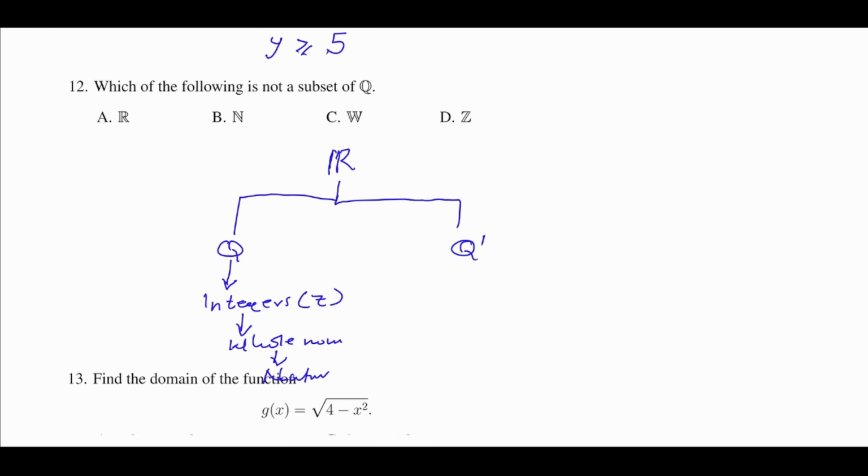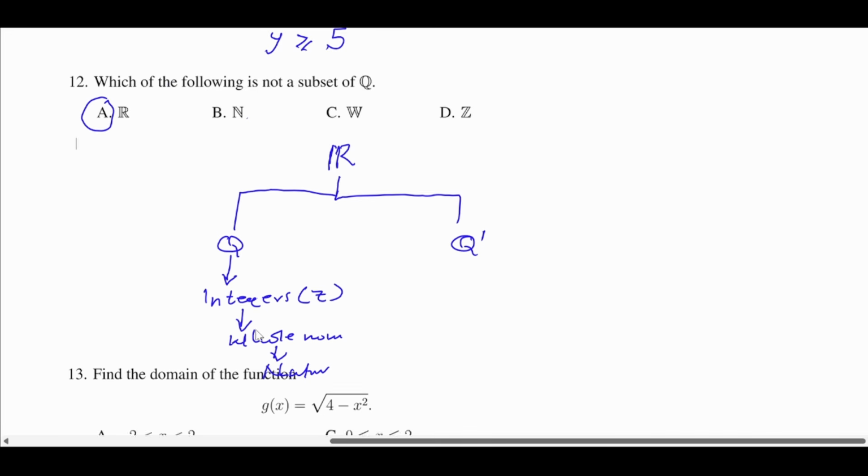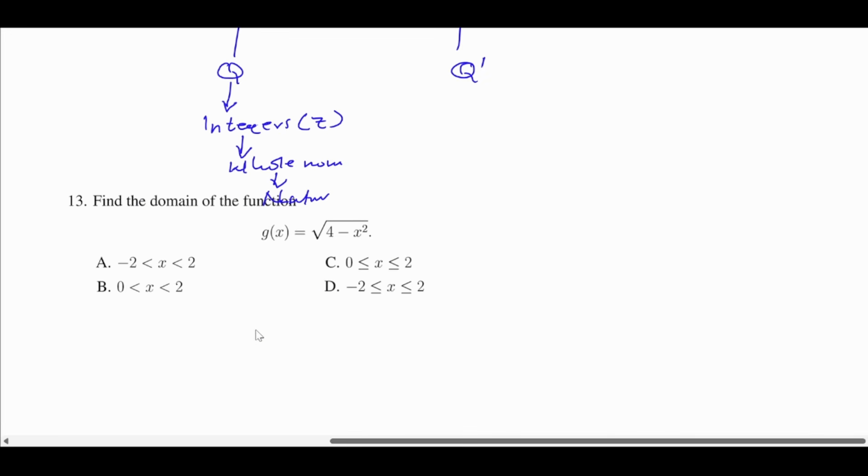So these are all under rational numbers. But as we can see, real numbers are sitting on top, right? Natural numbers are here, whole numbers are here, integers are also here. And so in that case, real numbers is above Q. And so here the answer is A. Now we go to question 13. It says, find the domain of the function.